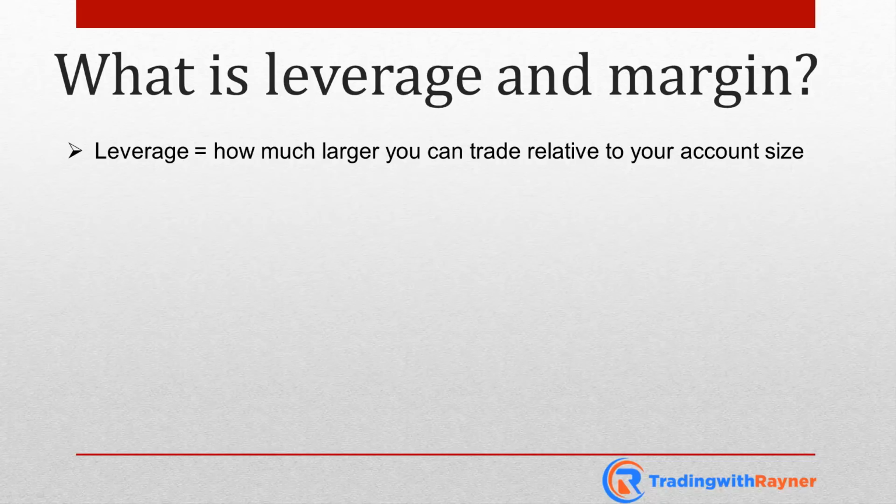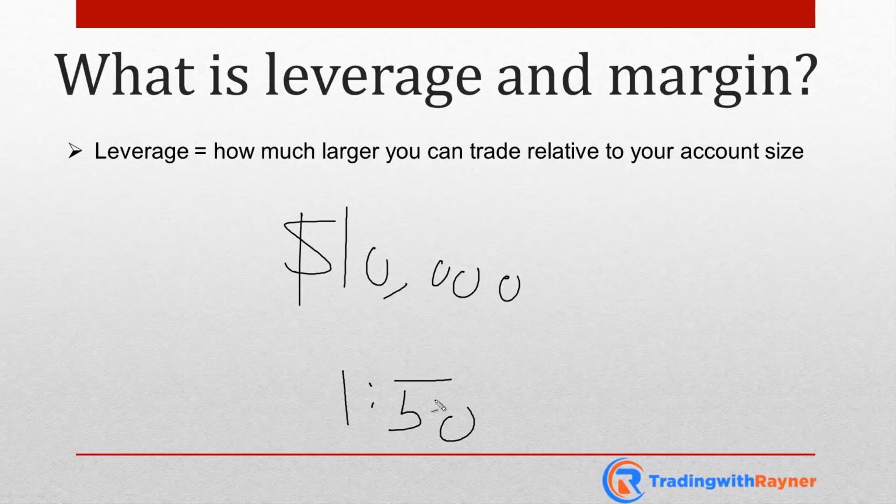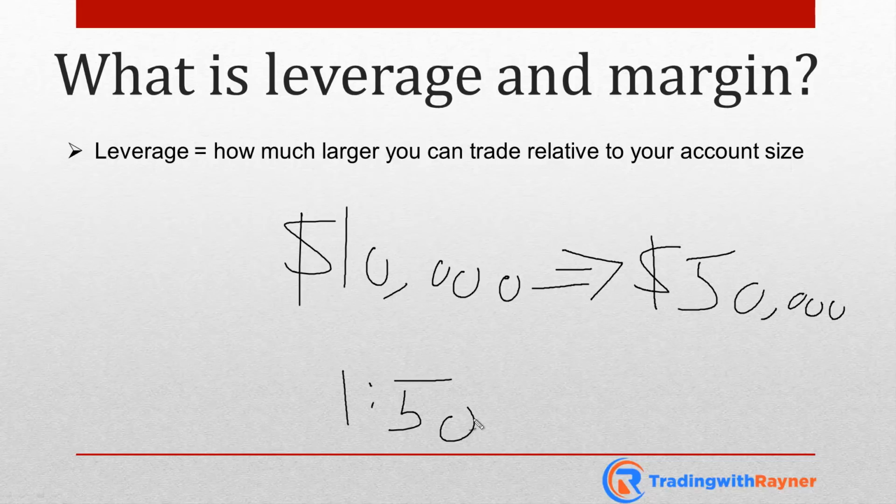I'll just give you an example. Let's say you fund your account $10,000 and your broker offers you a leverage of 1 to 50. What this means is that your broker would allow you to trade up to $50,000 worth of currencies, right? Because it gives you a 1 to 50 leverage. So this is what it means, right?